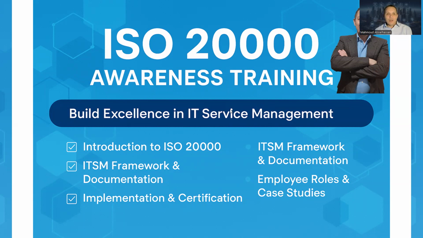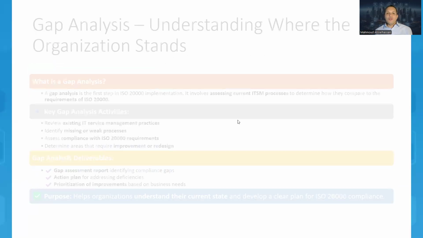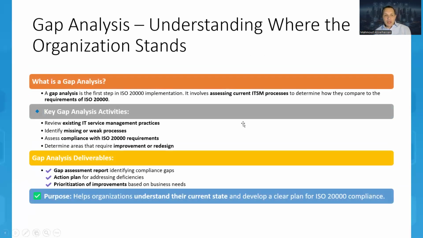We are in episode 5 of the ISO 20000 awareness training series. Today's session is where strategy meets execution. We are going to explore the implementation journey step by step, so you can understand how to go from theory to practice and prepare your organization for ISO 20000 certification. We will start these steps with gap analysis.